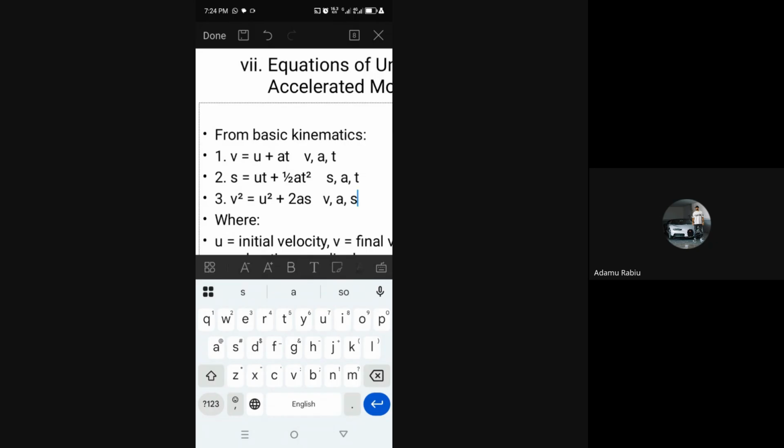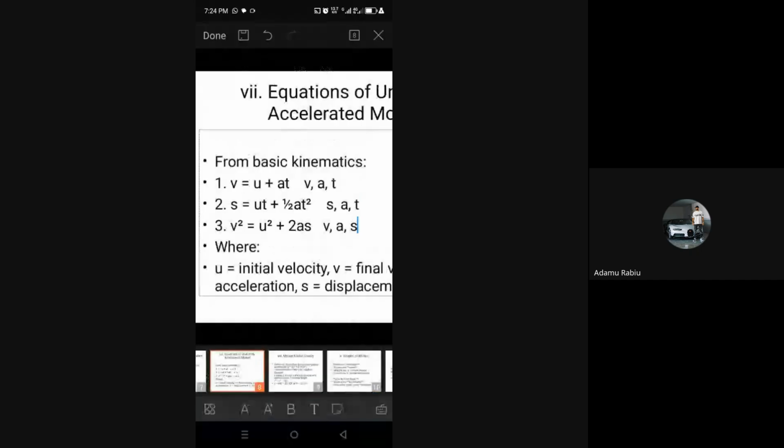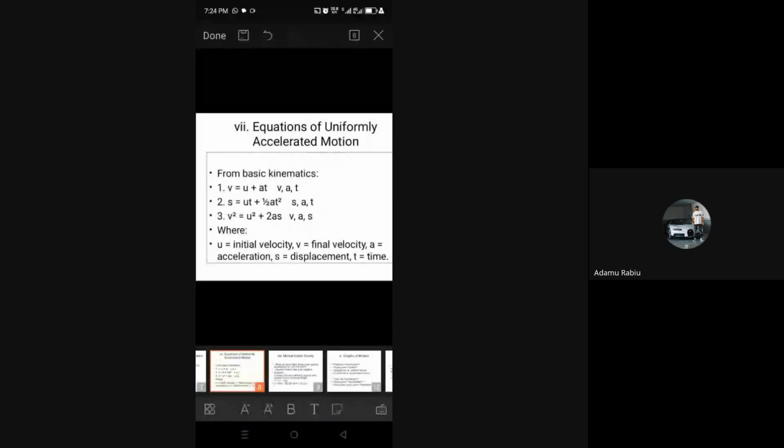But if it is coming down, if an object is falling, gravity is pushing it. So it's going in the direction of gravity. The acceleration due to gravity, g, will still be positive. But if it's going up against gravity, gravity is trying to push it back. So the acceleration due to gravity will be negative. Don't forget that also.